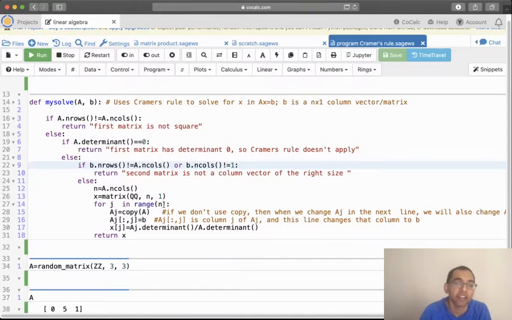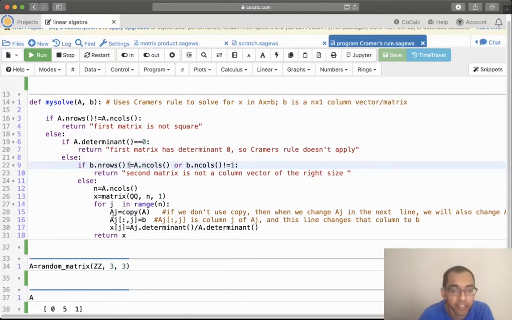And that's how the columns of this matrix A are indexed in Sage. Starting at 0 is the first column, and because it's an n by n matrix, the last column is labeled, or numbered, n minus 1.